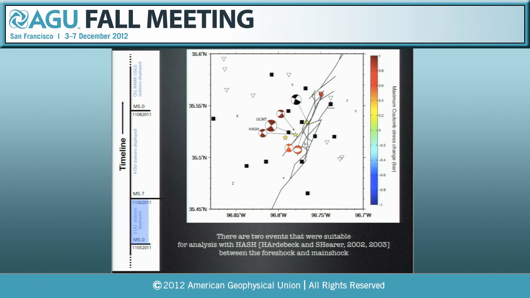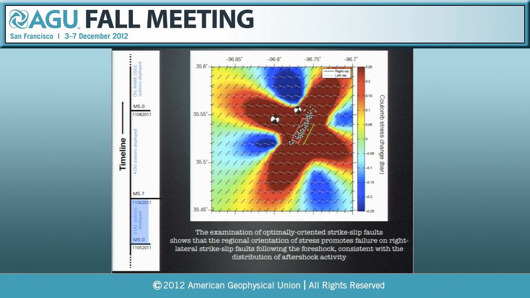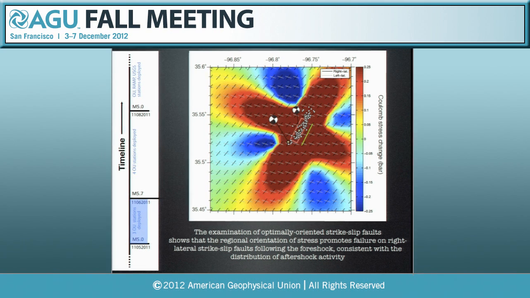If we examine the focal mechanisms, again derived from the HASH software, there were two events that were identified between the foreshock, shown here with the GCMT solution, the main shock's GCMT solution, and our HASH solution. You can see that all three of these events are red, so that means positive Coulomb stress change, or that they were promoted to failure from the foreshock. We also examined optimally oriented strike-slip faults from the regional stress distribution found from the World Stress Map. We see that the regional orientation of stress promotes failure on right lateral strike-slip faults following the foreshock, which is consistent with this distribution of right lateral aftershock activity.